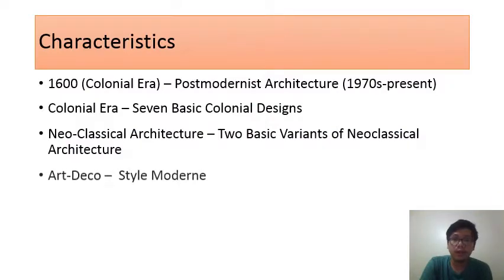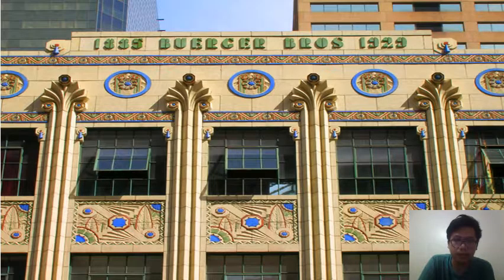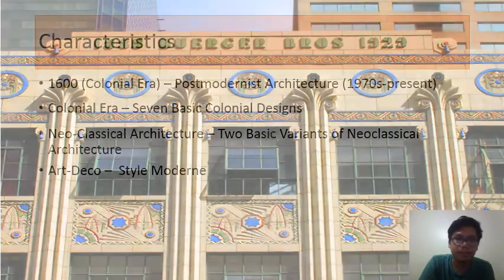Next is Art Deco. This type of architecture is known as the style moderne, which gave people the images and objects that reflected their desire for speed, luxury, and modernity. It glorified the machine age and geometric forms, as well as new materials and technology. This is the example of Art Deco design in America.